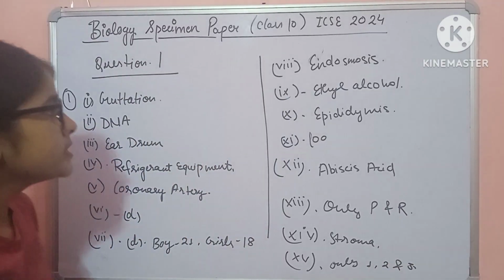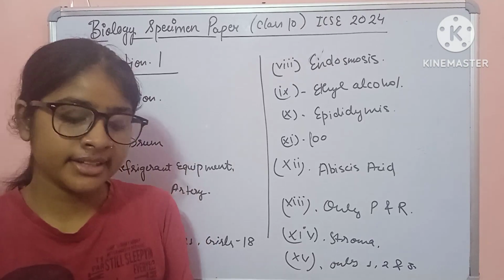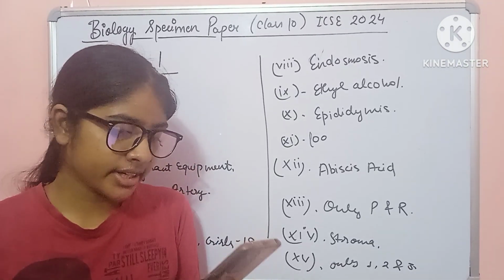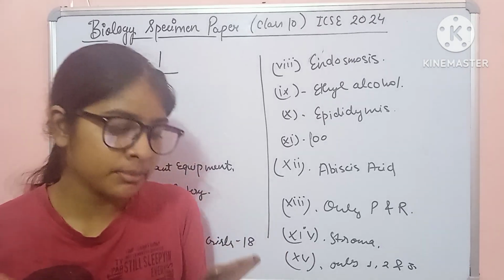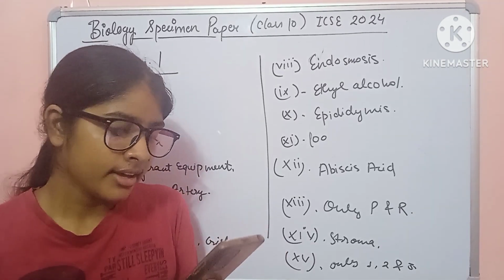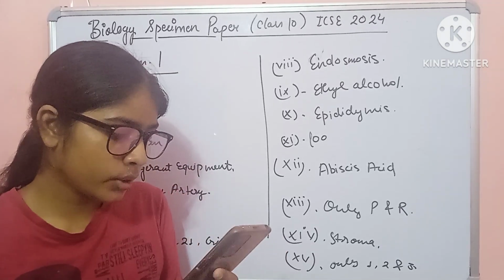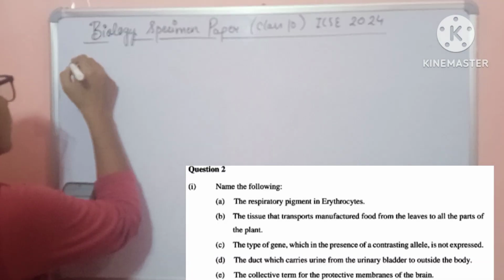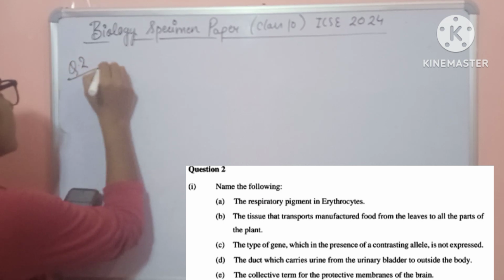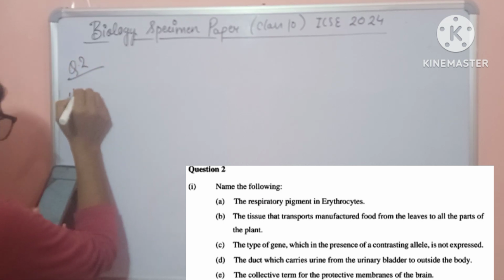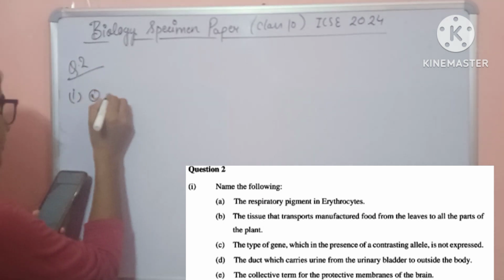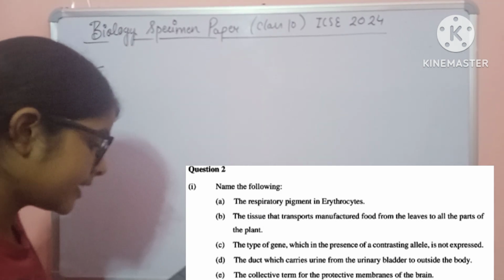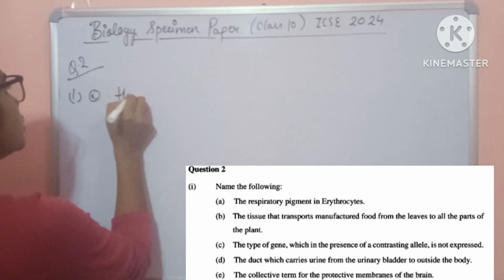Okay, so your MCQs and assertion-reasons are completed. Now see question number 2. In question number 2, there are 4 parts. First is name the following, then arranging, then fill-ups, then odd one out, and the matching. Okay, so let's do it. First part is name the following. A number: the respiratory pigment in erythrocytes is hemoglobin.